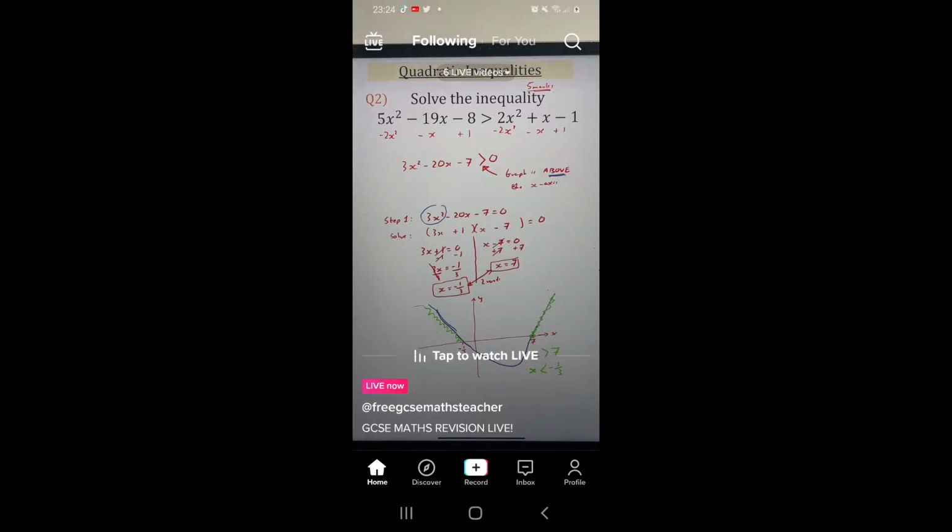Someone said do functions. We can do functions next, and that's fine. Someone said do a Venn diagram. So does that make sense or not? Do we have any questions? That topic is called quadratic inequalities.